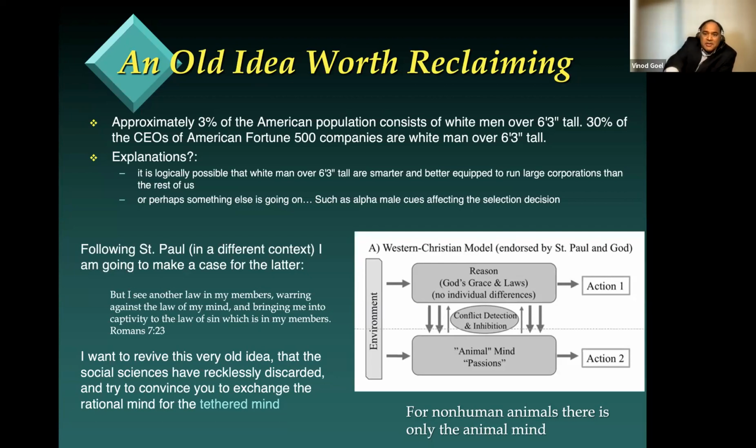Okay, so this diagram here is how the idea was initially stated. This is the control structure. So reason is God's grace. It's up here. It floats above the animal passions. If you're human, you have both. If you're non-human, you only have the animal passions.